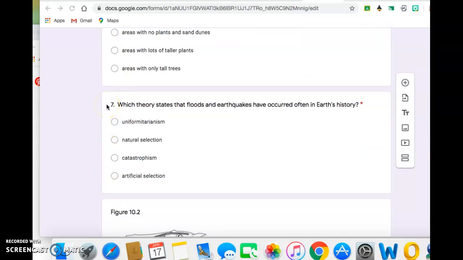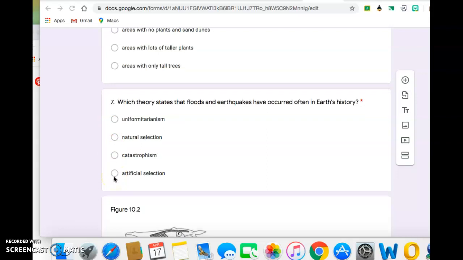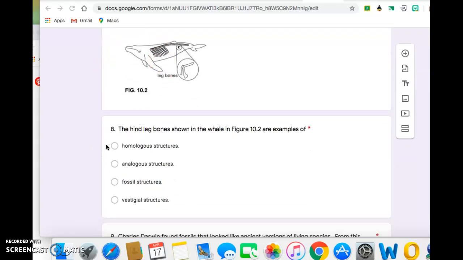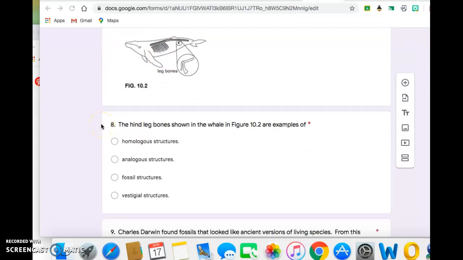Number 7. Which theory states that floods and earthquakes have occurred often in Earth's history? Uniformitarianism, natural selection, catastrophism, or artificial selection? Figure 10.2 will help you answer question number 8. Make sure you refer back to it. Number 8 says, the hind leg bones shown in the whale in Figure 10.2 are examples of homologous structures, analogous structures, fossil structures, or vestigial structures.